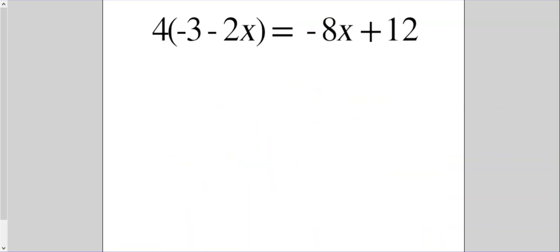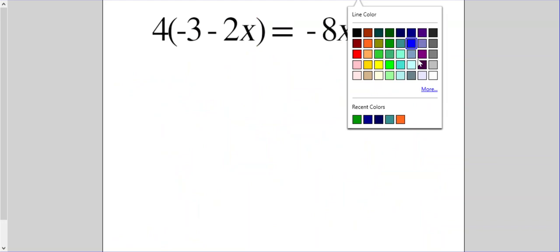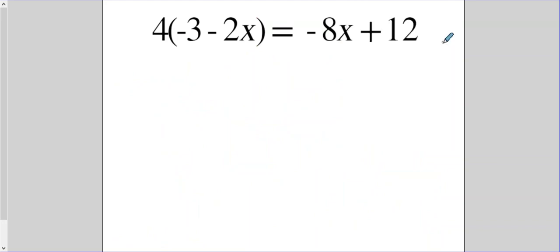This was a little bit trickier just because I have to distribute first, but it's really the same idea. I still have variables on both sides. So I'm imagining, how do I get all of my variables to combine onto one side? Before I do that, I have to multiply this out. I'm going to distribute the 4 into both terms inside the parentheses. 4 times negative 3 is negative 12, and 4 times negative 2x is a negative 8x.